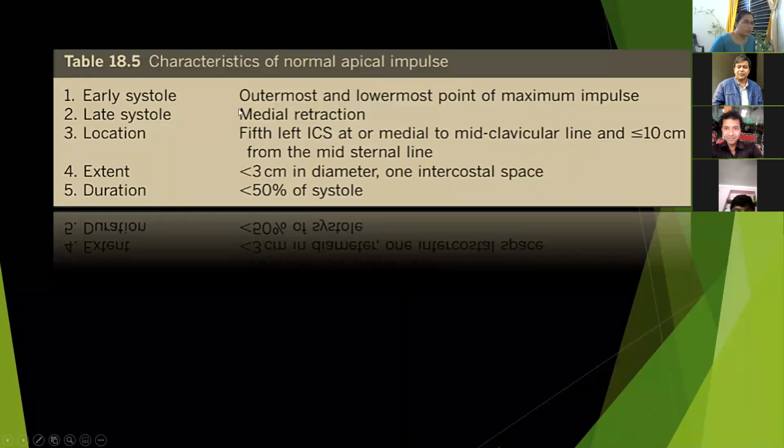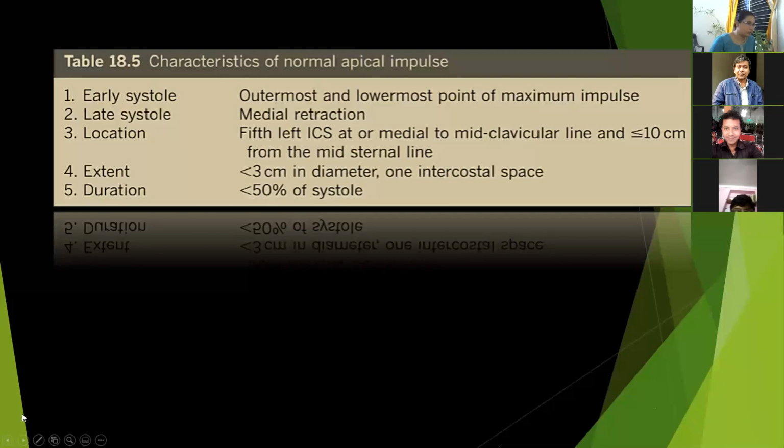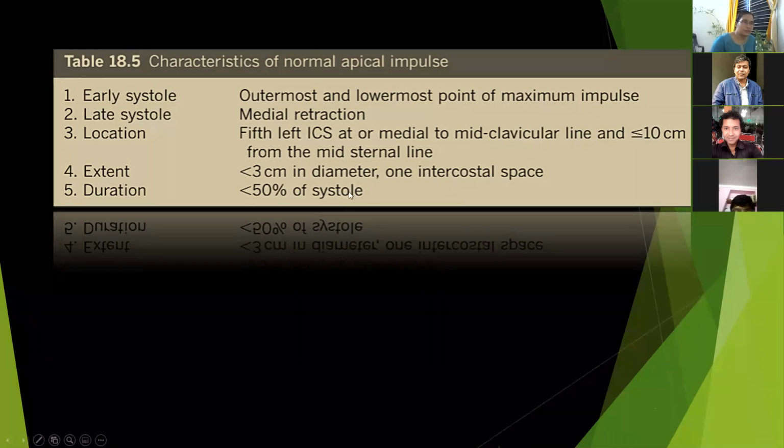We should remember this, because if we know the normal, then only can we find what is abnormal. So the normal is the outermost and lowermost point of maximal impulse, 5th left intercostal space, at or just medial to the midclavicular line, within 10 centimeters from the mid-sternal line, less than 3 centimeters in diameter, will be found in only 1 intercostal space, and duration will be less than 50% of systole.